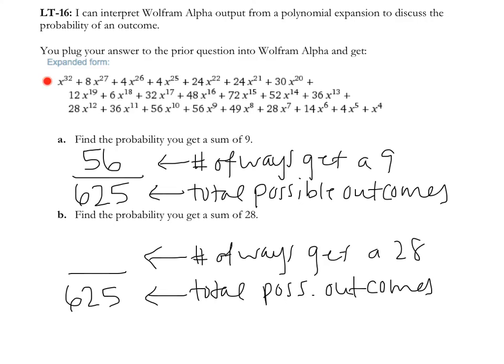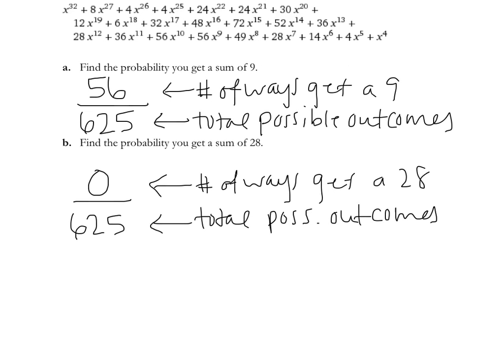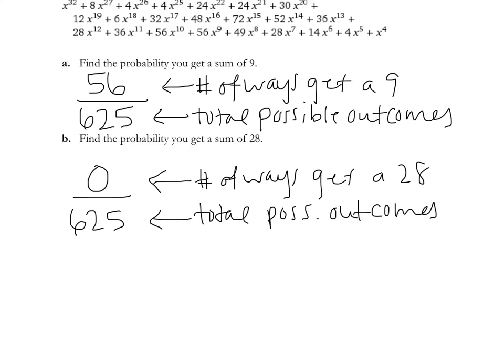But if you notice, there is no x to the 28th term. What that means is that the coefficient in front of x to the 28 is actually a 0. That's why it doesn't appear. So there are 0 ways of getting a 28. Therefore, the probability that we get a sum of 28 is actually just going to be 0, because 0 divided by anything is just 0.